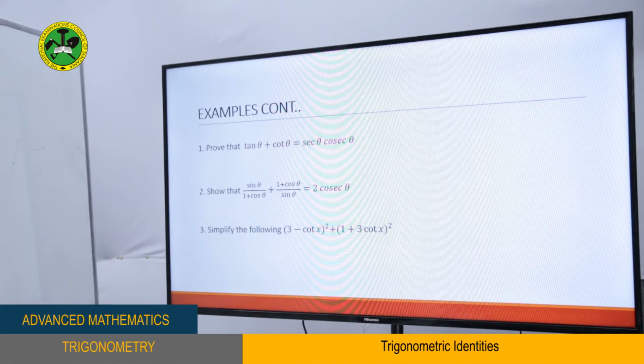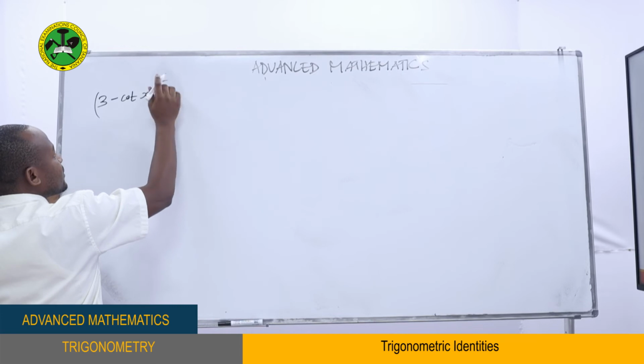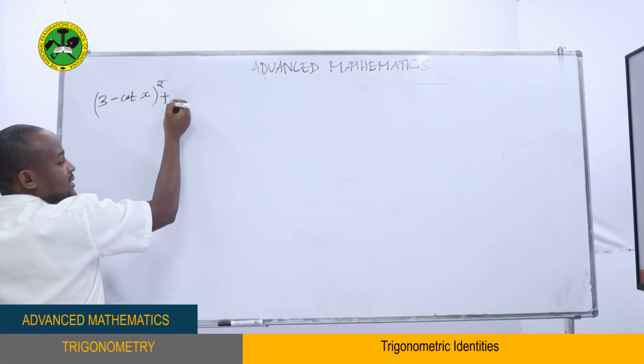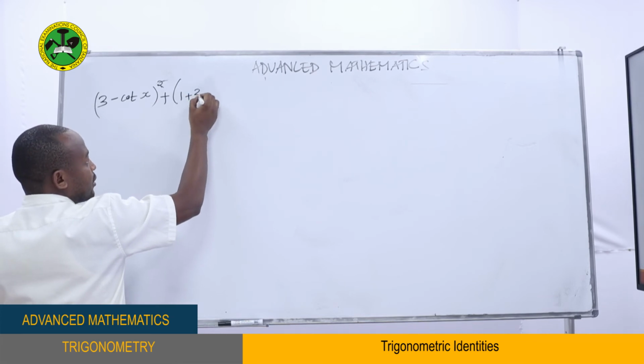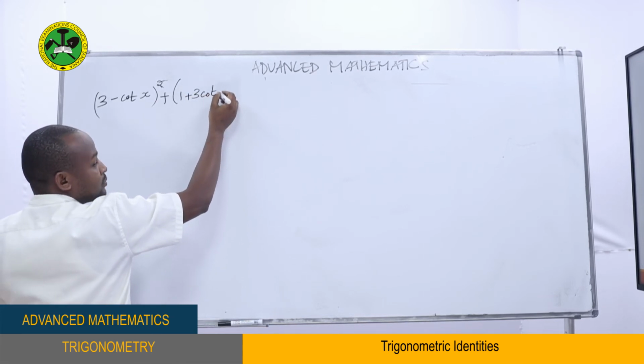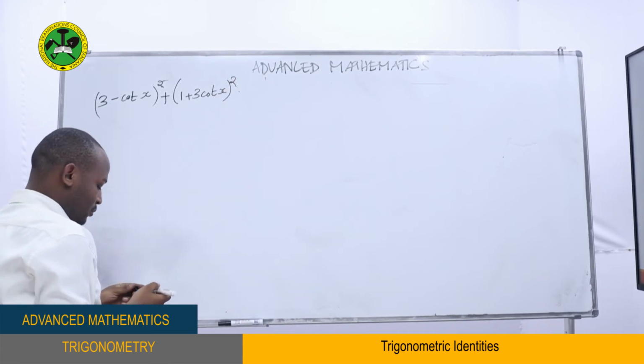It tells us to simplify. And what are we supposed to simplify? We're supposed to simplify (3 minus cot x) all squared, plus (1 plus 3 cot x), and all of that is also squared.